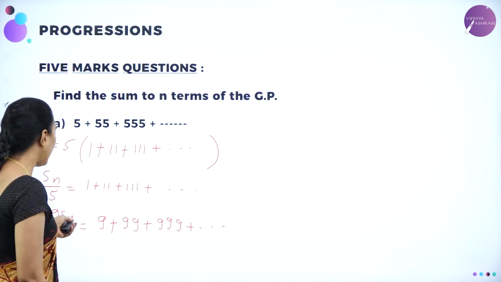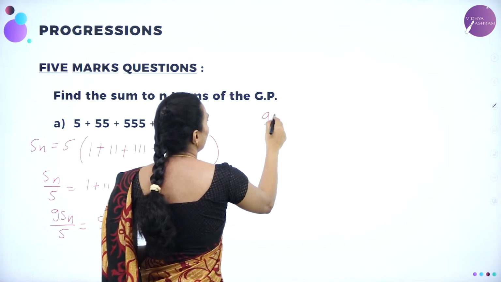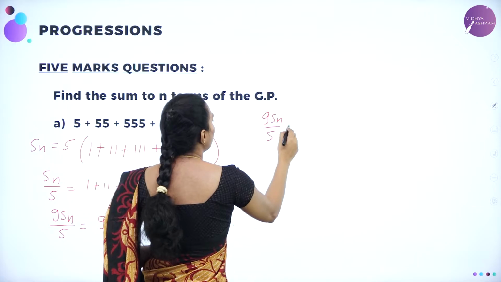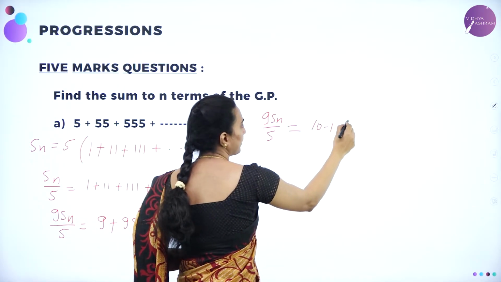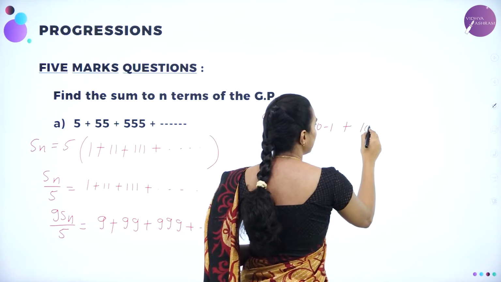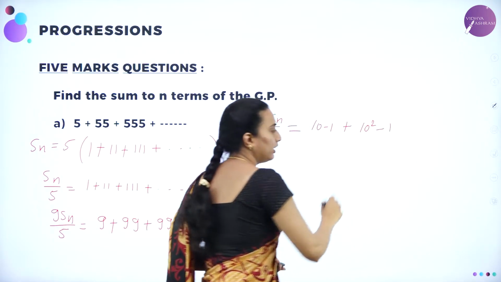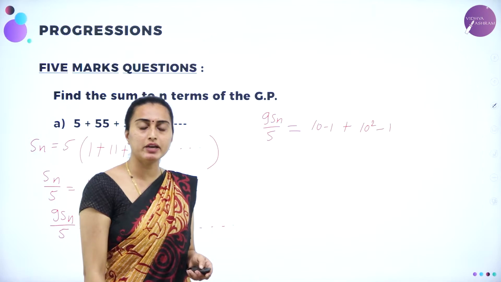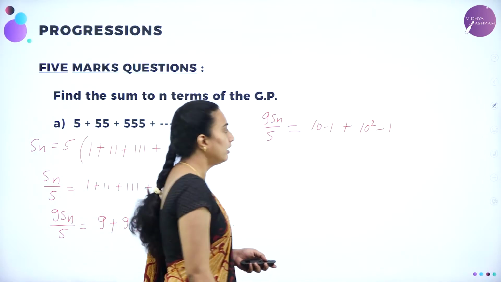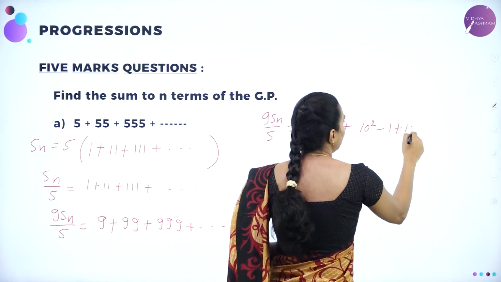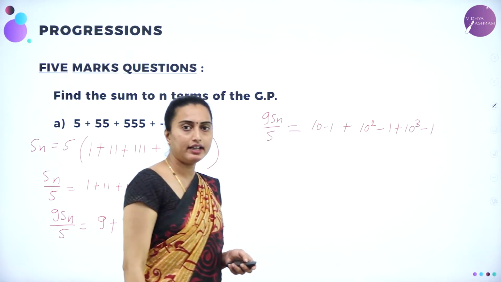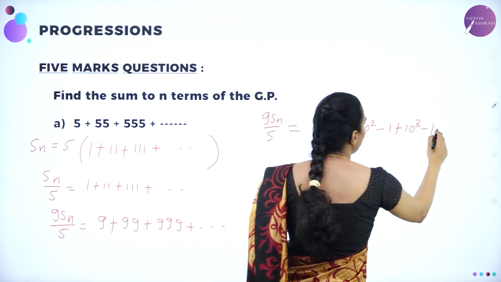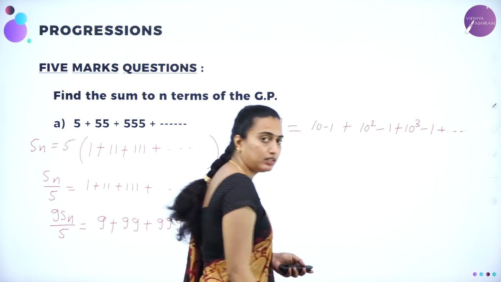Now therefore, writing this, 9Sn divided by 5 implies that 9 can be written as 10 minus 1, plus 99 can be written as 10 squared minus 1. 10 squared value is 100, 100 minus 1 gives you 99. And then plus 10 cube is nothing but 1000, 1000 minus 1 is 999, plus etc. It will move on as it is up to n terms.